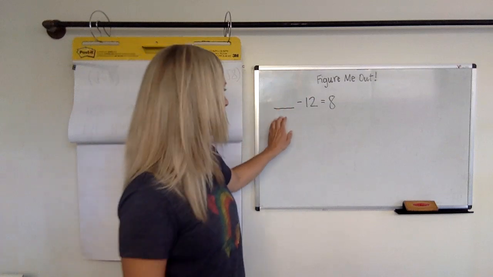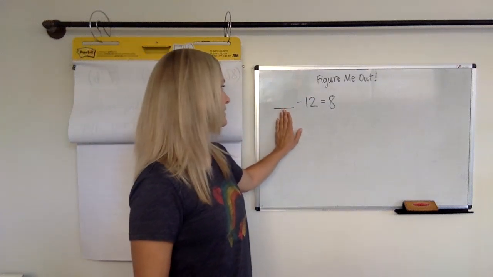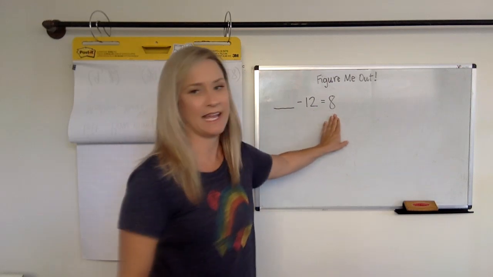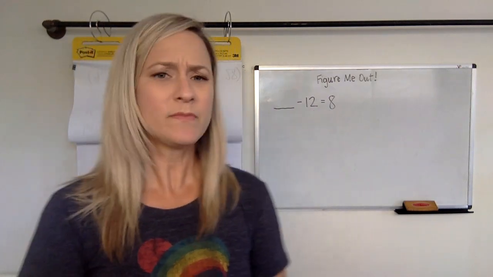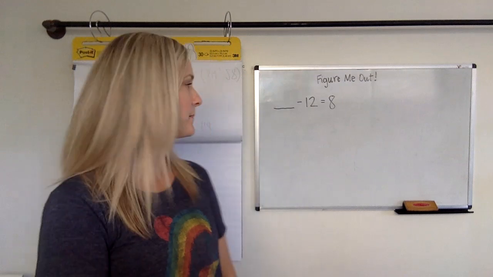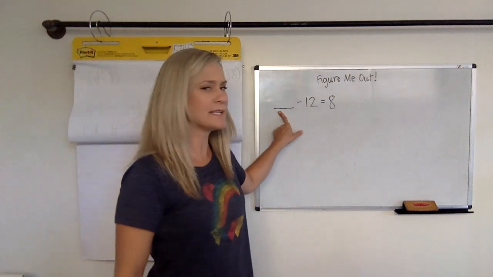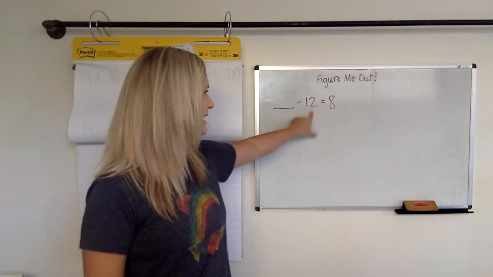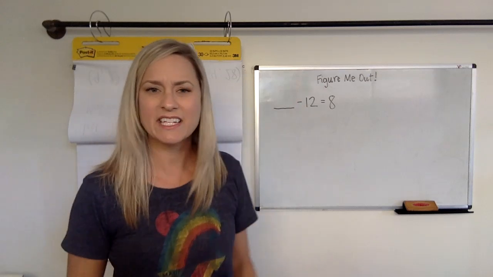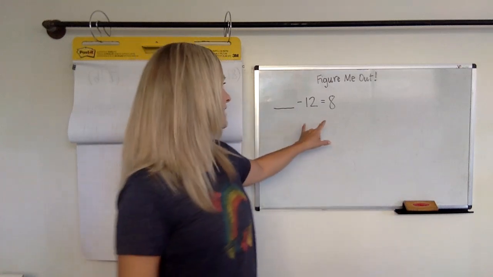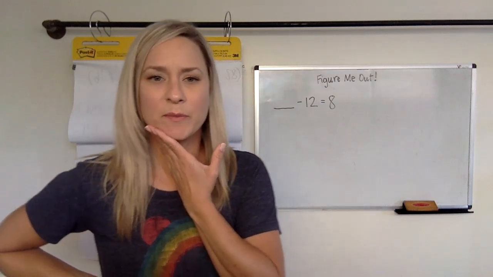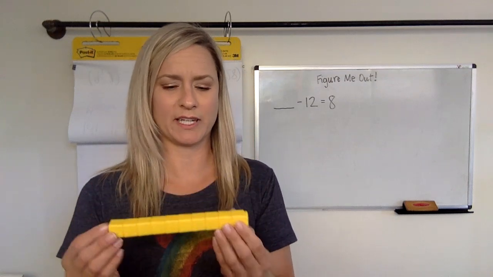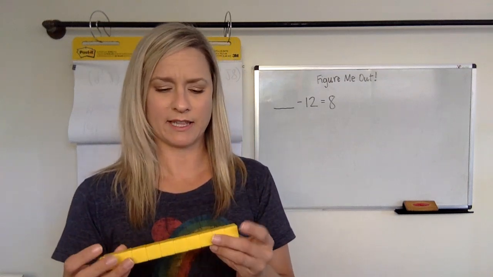All right, so we should have a blank, a number, minus 12 makes 8. Okay, so let's think about what we know so far. We know the missing number is in the front, right? We know we have to take off 12, and we're going to land with 8 in the end. Okay, that's kind of hard for me to imagine, so I'm going to use my tools. Make sure you have your tools too, because these are some big ideas. I think we should use our tools.